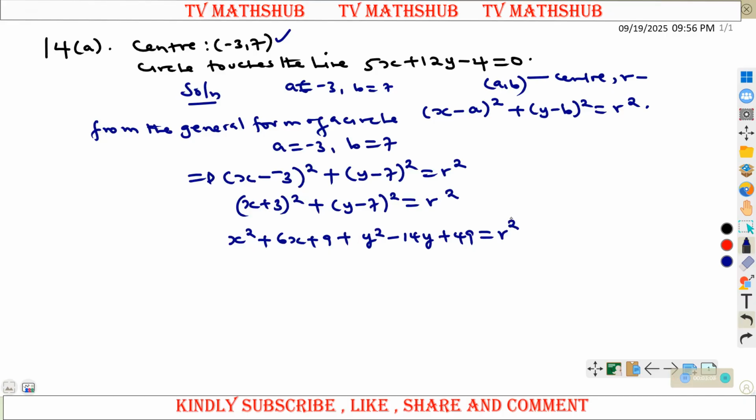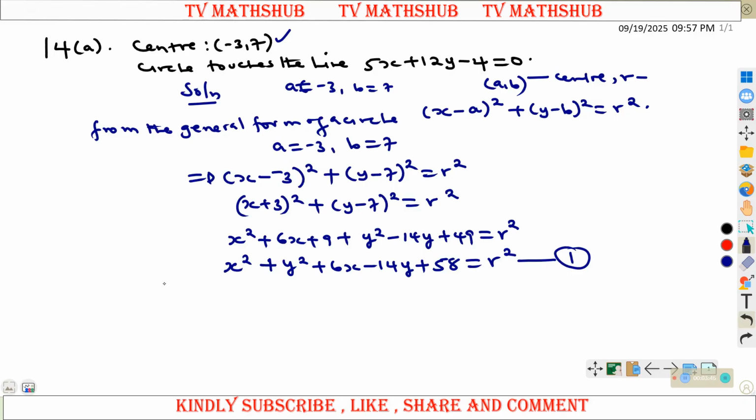So looking at this, you realize that we don't have the what? We don't have the r. So let us try to simplify this further and have x² + y² + 6x - 14y, then 9 + 49, that will be 58, which is equal to r². So we shall call this one equation 1. And now from this equation 1, we realize the unknown that we are having is r. So we need now to get what we call the radius.